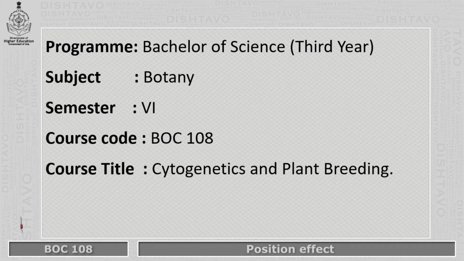This program is for the Bachelor of Science third year students. Subject is Botany, semester 6. Course code is BOC 108. Course title Cytogenetics and Plant Breeding.